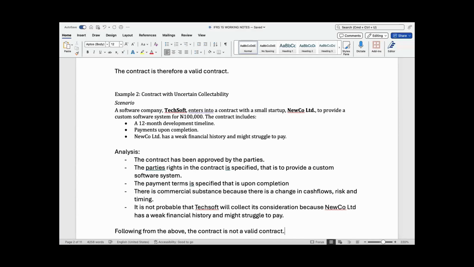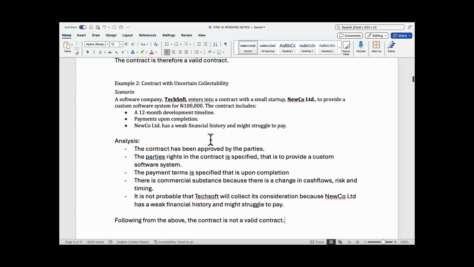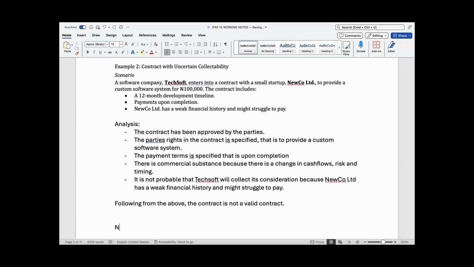So you will see that for this one, even though it met all the other criteria, we could not identify the ability to pay, that it is probable that the seller will collect his money. On that basis, we said that the contract is not valid. It's not a valid contract.